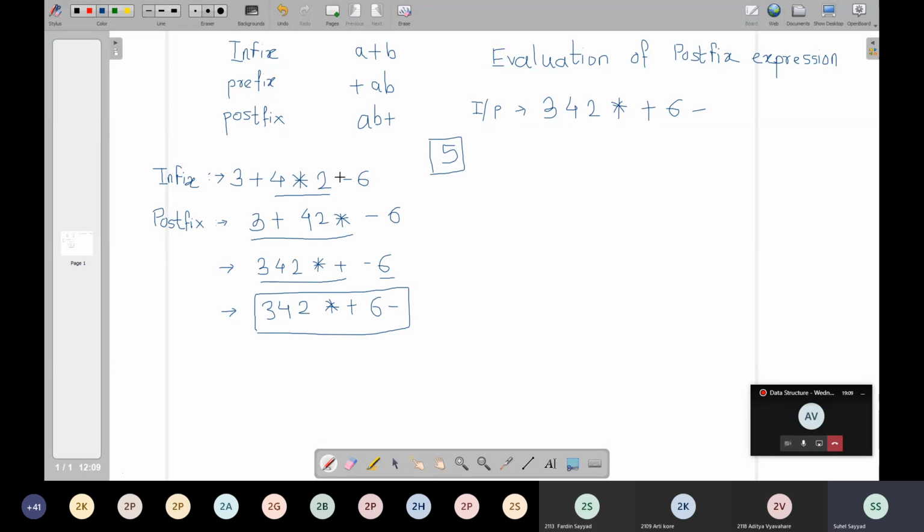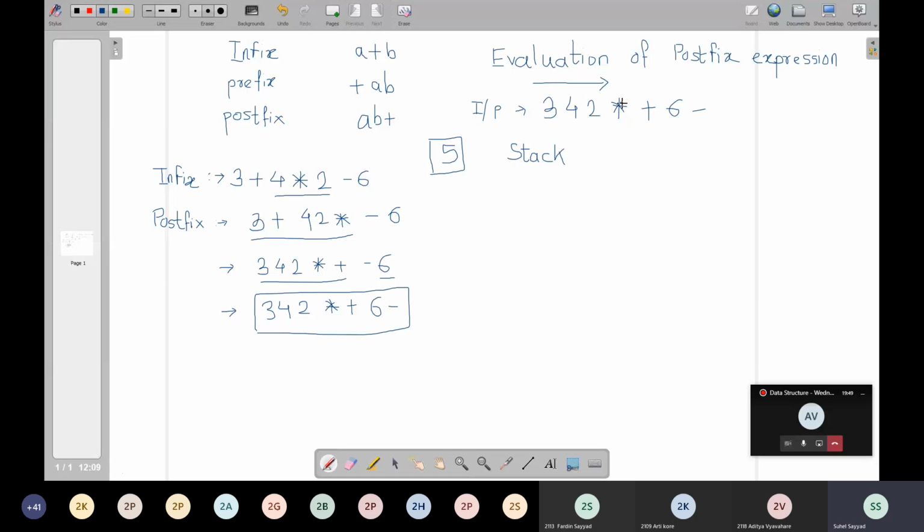Now to evaluate this postfix expression, we are going to use a stack. For evaluating this postfix expression, we are going to scan it from left to right, one symbol at a time. Now while scanning this from left to right, there are two possibilities.